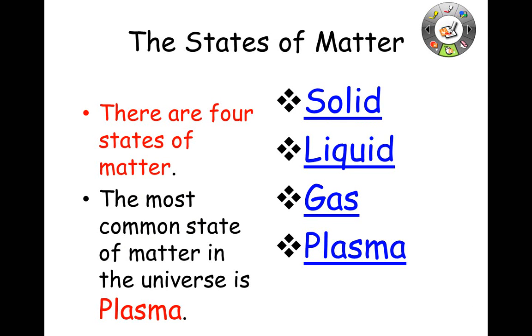There are 4 states of matter: solid, liquid, gas, and plasma. The most common state of matter in the universe is plasma. Plasma is the stuff that our sun is made of.